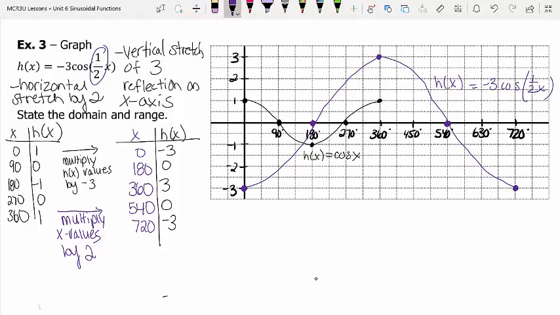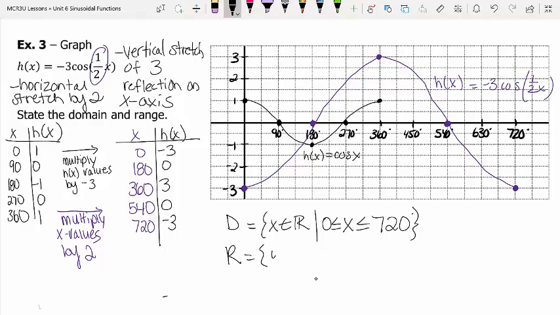Now let's state the domain and range of that final transformed graph, so that purple graph. So the domain is going to be equal to x is an element of the real numbers such that x is greater than or equal to 0, but less than or equal to 720. And our range is going to be y is an element of the real numbers such that y is greater than or equal to negative 3, but less than or equal to positive 3.